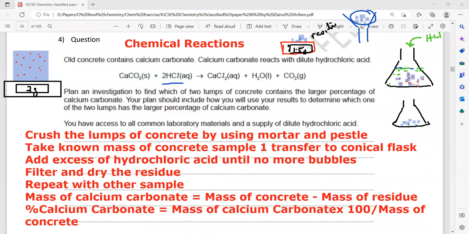Because we are finding the percentage of calcium carbonate in concrete, that's why it is divided by the mass of concrete.